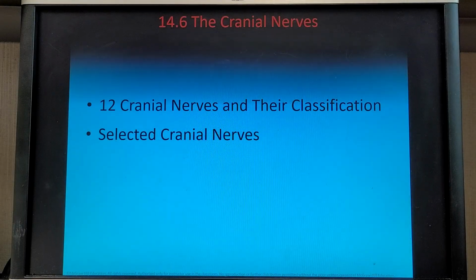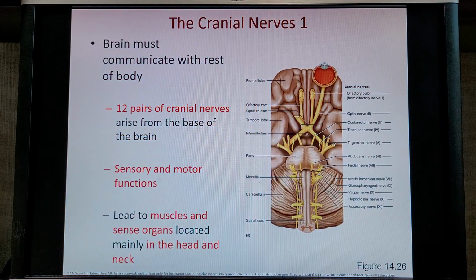Okay, this last section deals with our different cranial nerves. We have 12 of them. I'm only going to cover a few of them just because some of the other ones are kind of boring. So, yeah, I just chose the kind of cool ones. So, again, there's 12 of them.